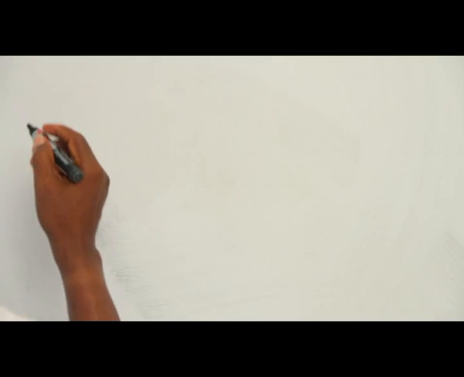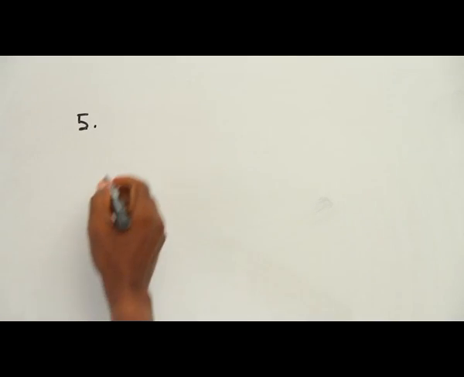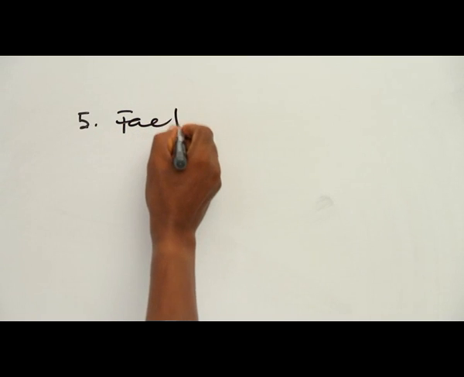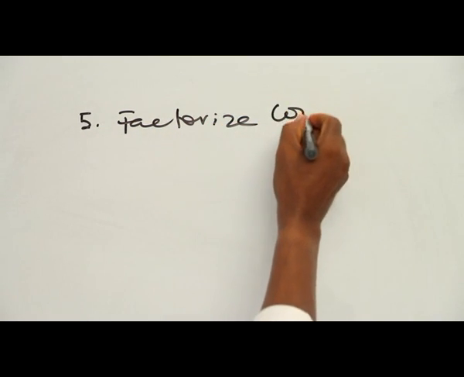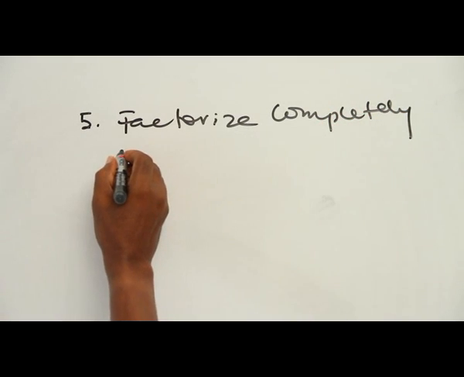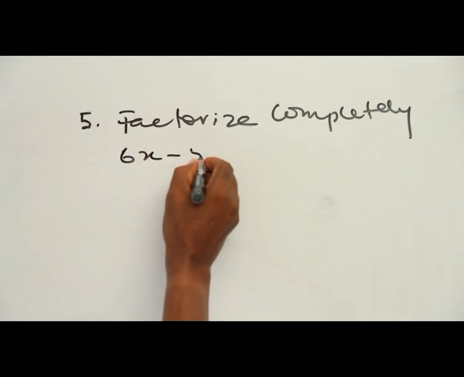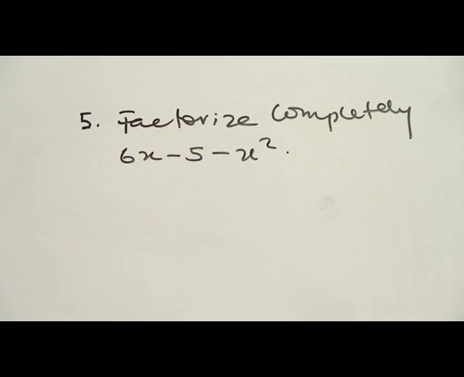You recall that in the examples that I have already solved for you, most of them are dealing with difference of 2 squares. So take note of them. And now let's look at this. This one says we should factorize completely. And the expression is 6s minus 5 minus s squared.